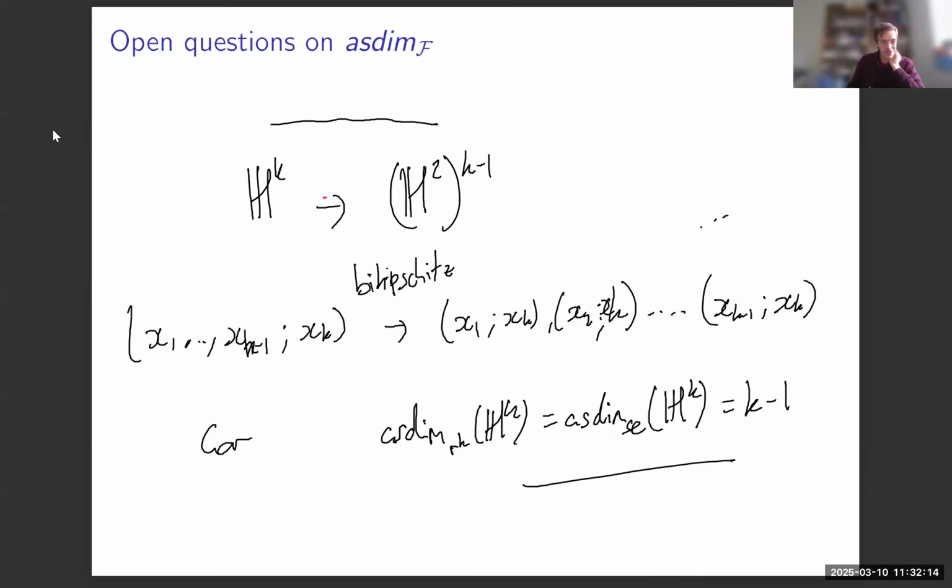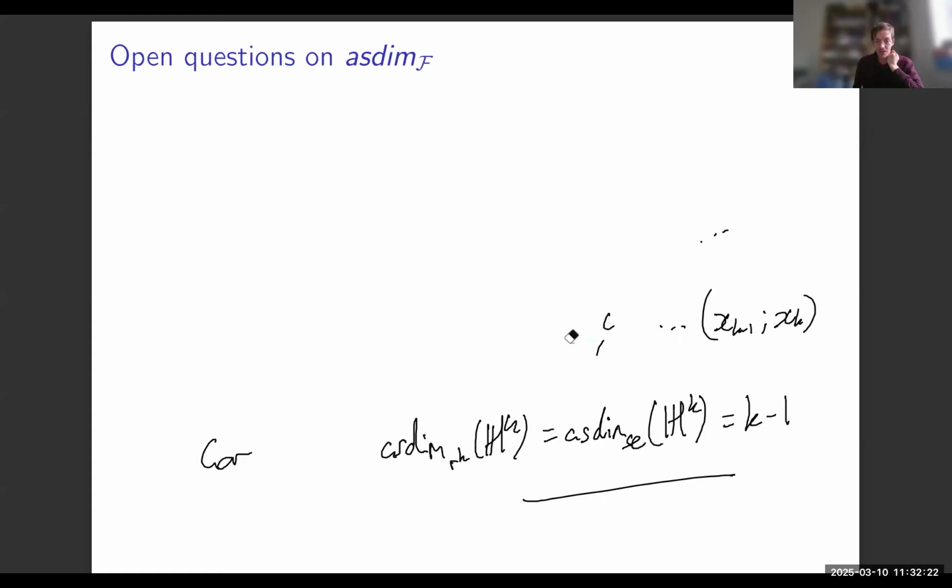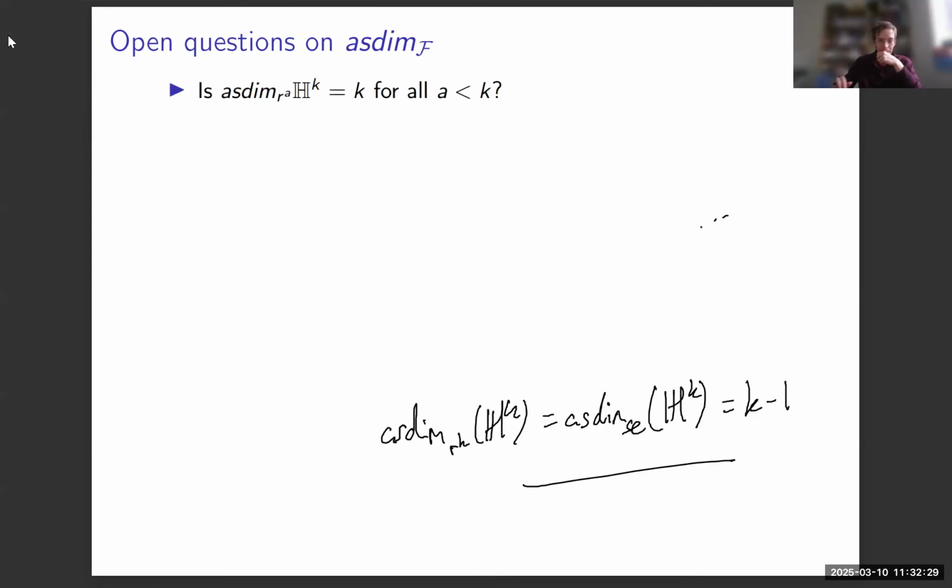So now I can give you open questions. I thought annotations were going to disappear between slides, but they're not. Okay, so open questions. My first one concerns precisely this. So let's not delete it instantly.